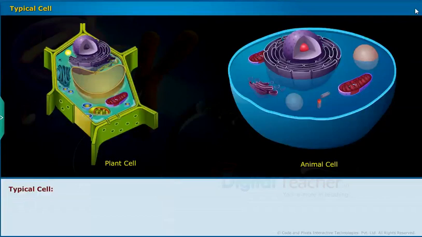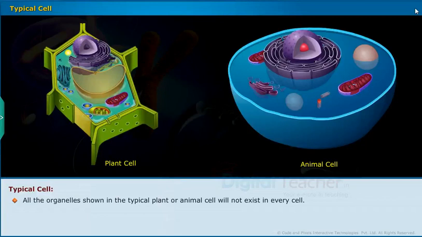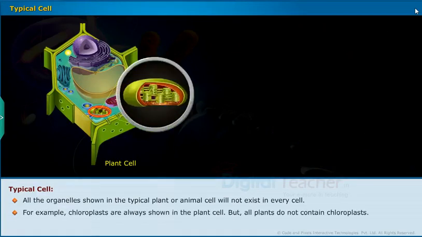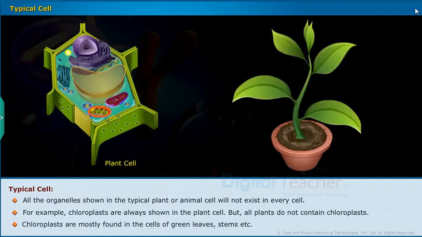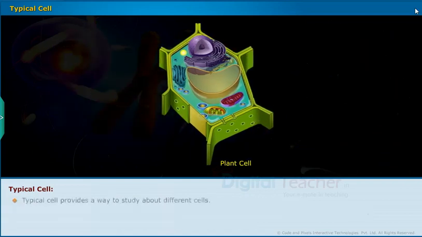Now, let us study about the cell. All the organelles shown in the typical plant or animal cell will not exist in every cell. For example, chloroplasts are always shown in the plant cell, but all plants do not contain chloroplasts. Chloroplasts are mostly found in the cells of green leaves, stems, etc. Typical cell provides a way to study about different cells.